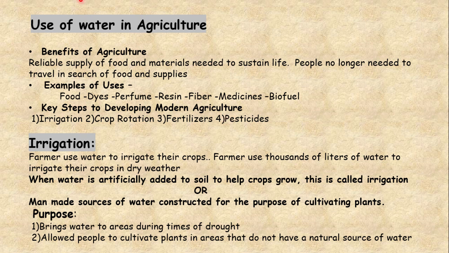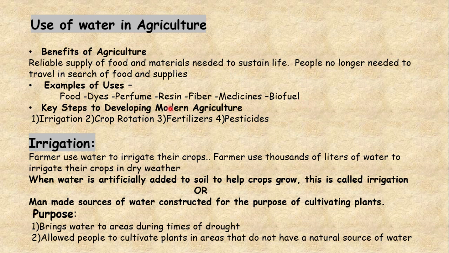And other use of water, that was the 70% use we have seen in the pie chart: water is used in agriculture. Agriculture, we all depend on for food because it is the reliable supply of food and material needed to sustain life. People no longer need to travel in search of food and supplies. What we prepare or take from agriculture are examples of uses: food, dyes, perfume, resins, fiber, medicine, and biofuel.